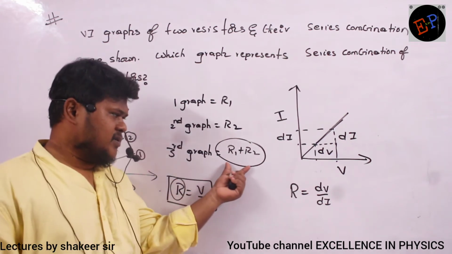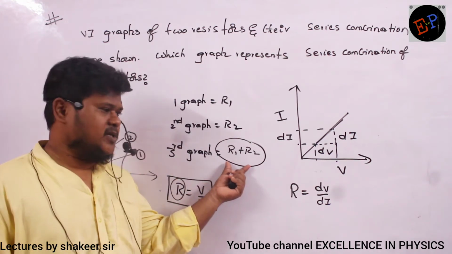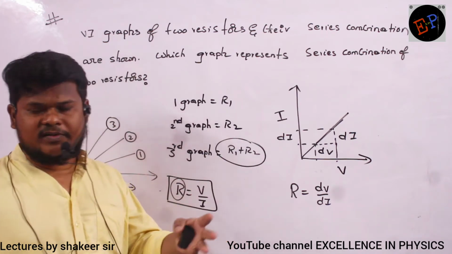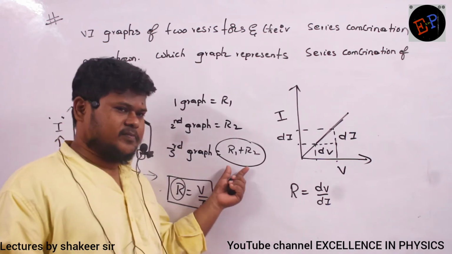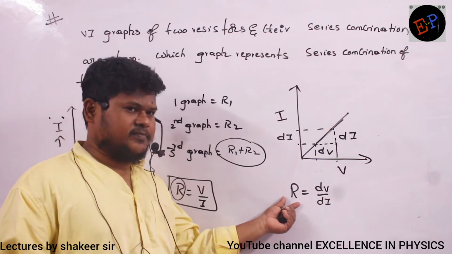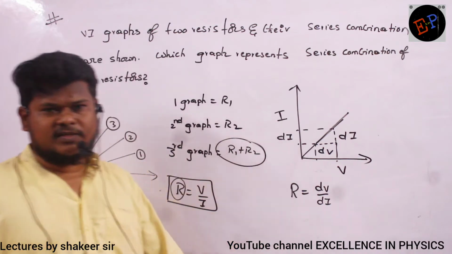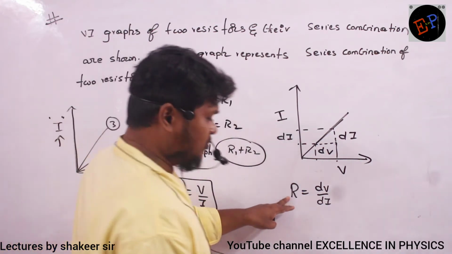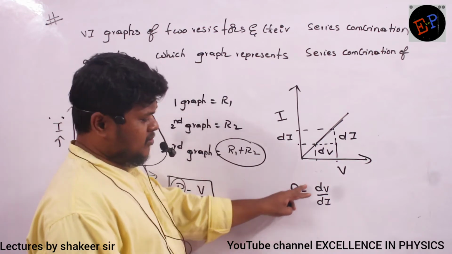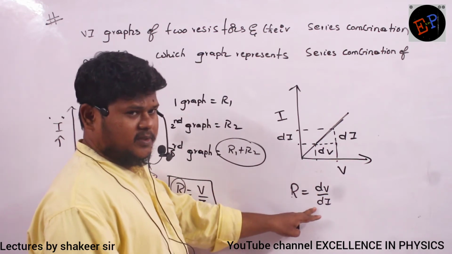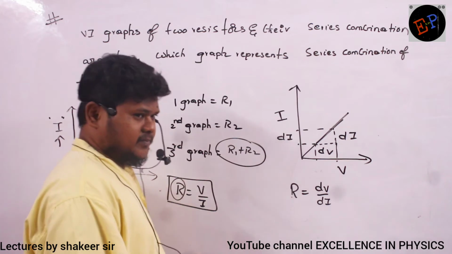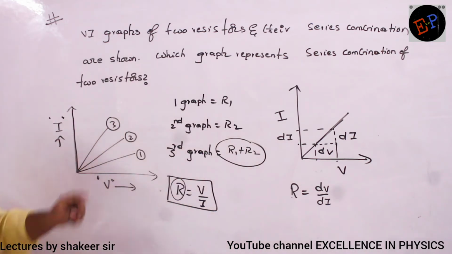So R1, R2 is a big value, no? In series combination, if you do R1 plus R2, what happens to total resistance? Total resistance increases. If total resistance should increase, then in this graph dV should be bigger, dI should be smaller. So for R to be bigger, the numerator should be bigger and the denominator should be smaller, then automatically the R value will be bigger. Now this condition is satisfied in which graph? First graph, second graph, or third graph? Third graph. Think carefully.